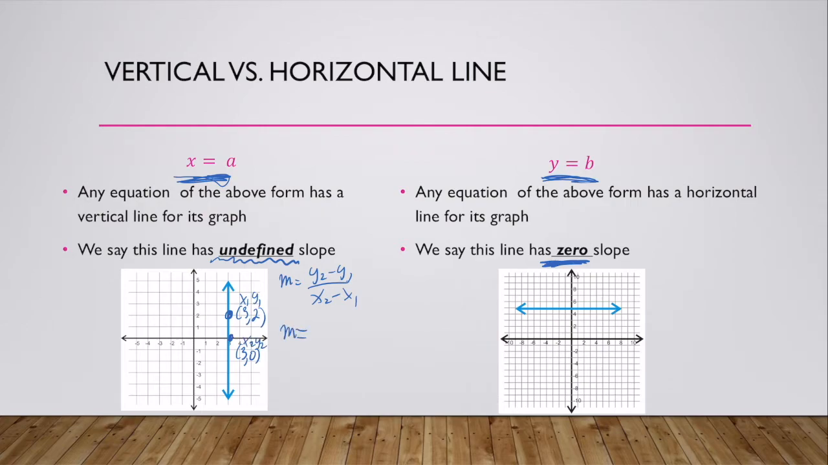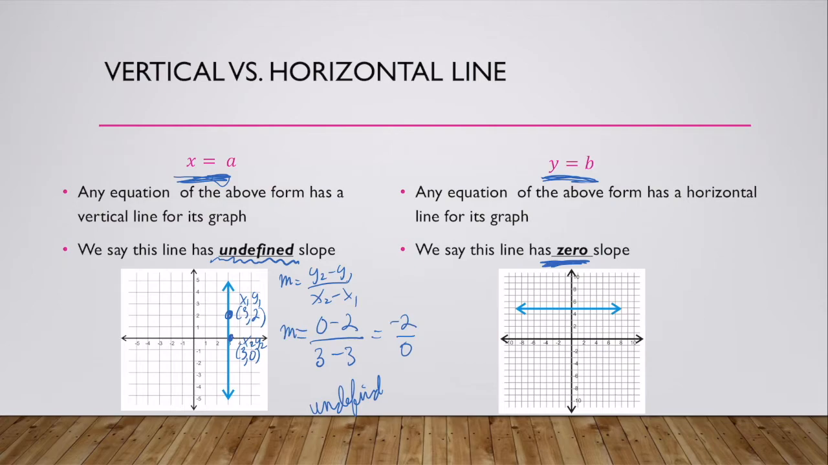So I'm going to take my change in y, which is going to be 0 minus 2, over my change in x, which is 3 minus 3. So I get negative 2 divided by 0. Oh no! I can't divide by 0. We can never divide by 0 in mathematics. That's why this slope is undefined.